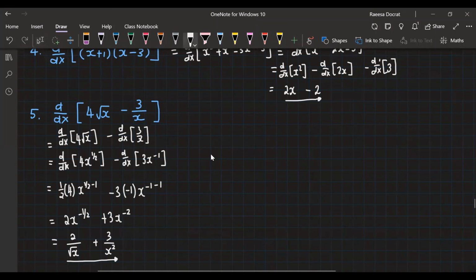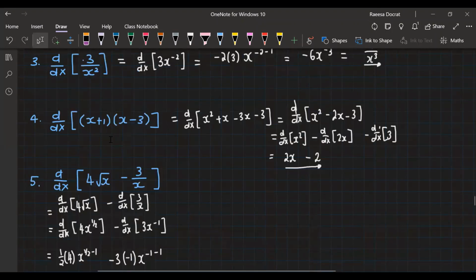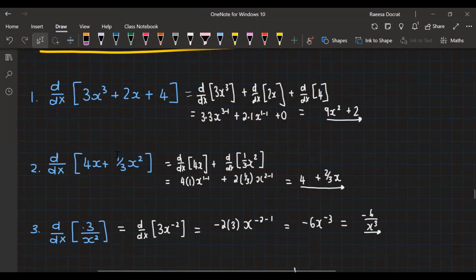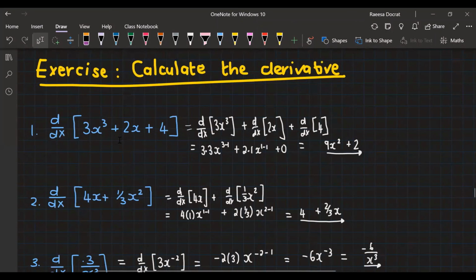Okay, I hope that you've understood this video. Please make sure that you are familiar with your exponent and surd rules, because that will help us write expressions in terms of exponents, which will help us in turn use the rule, the formula for derivatives, that we did in the last video.